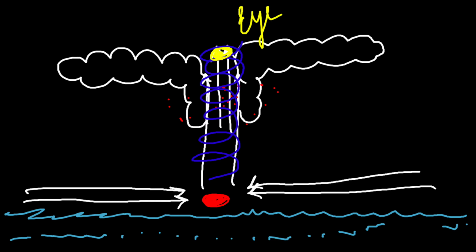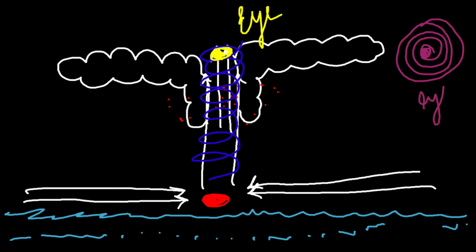If you see the vertical section of it, then this is the eye, and when you see the top view, then the eye looks like this. A cyclone is known by different names in different parts of the world. For example, a cyclone is called a hurricane in the American continent, and a typhoon in Japan and the Philippines.